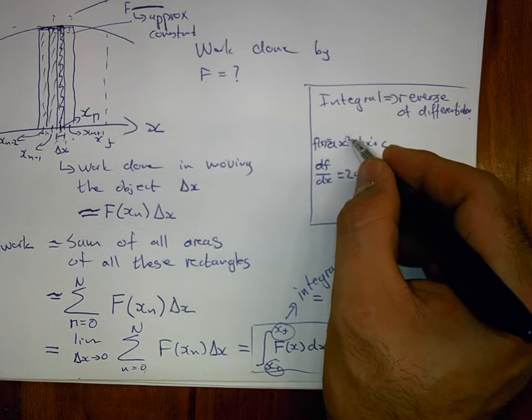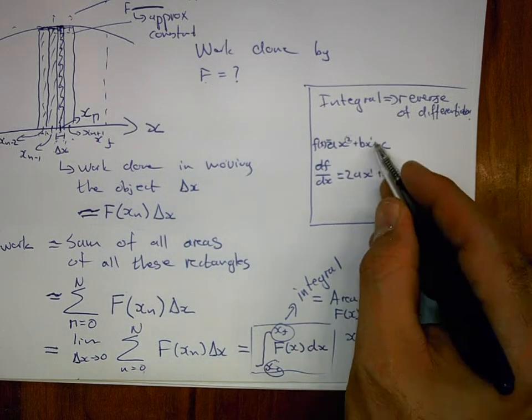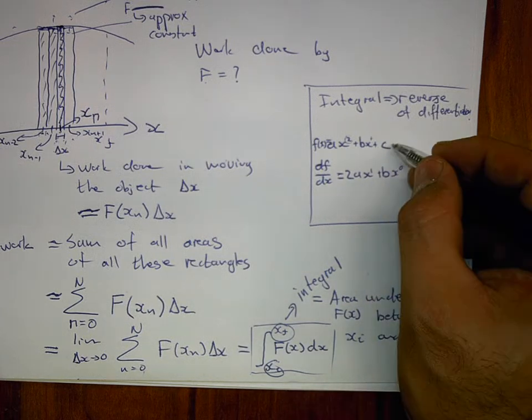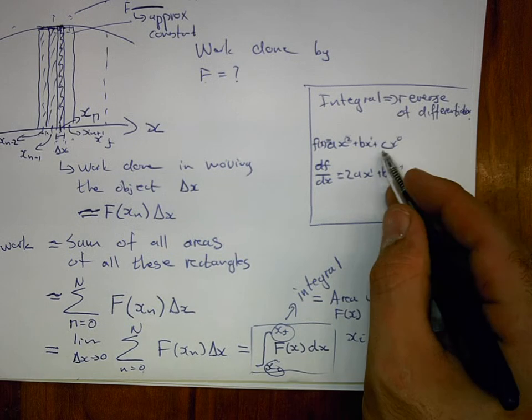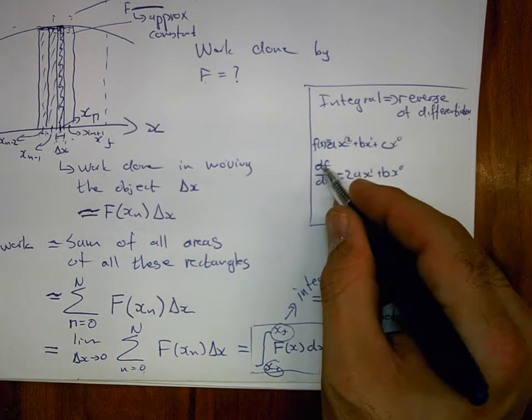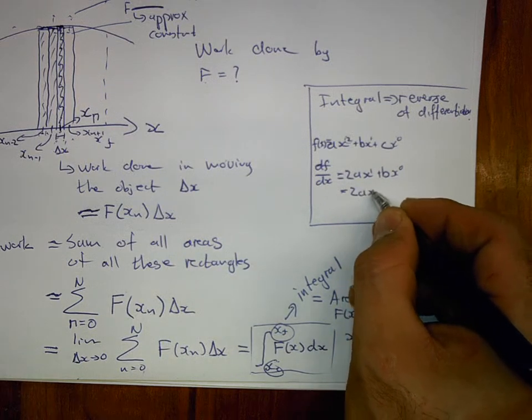We have to decrease the exponent by 1. So from 2 it goes to 1, from 1 it goes to 0. And the derivative of a constant, that would have been x to the power 0, take that 0 to the front. 0 times anything will be 0. So the derivative of this function with respect to x is just 2ax plus b.